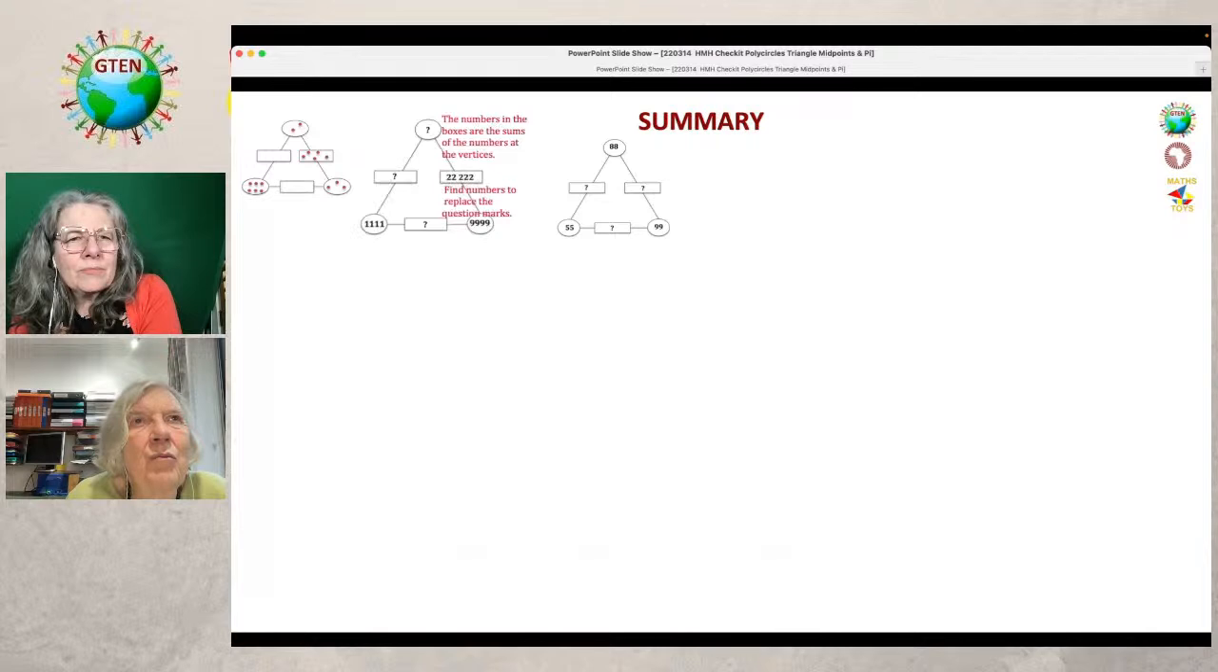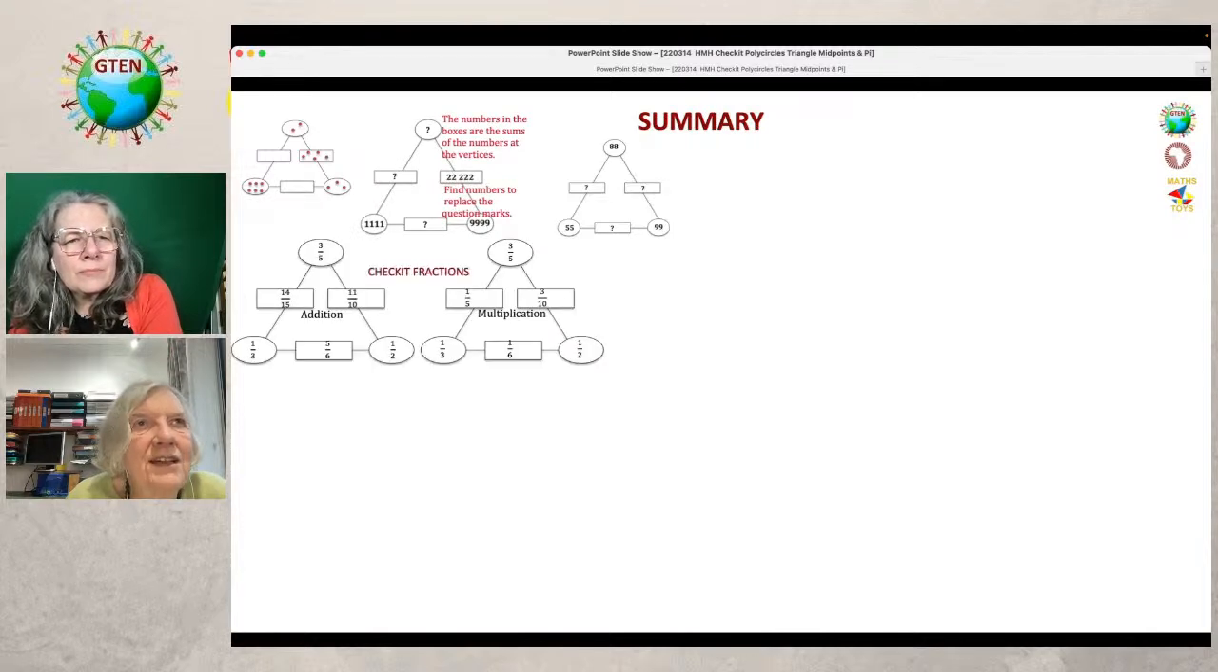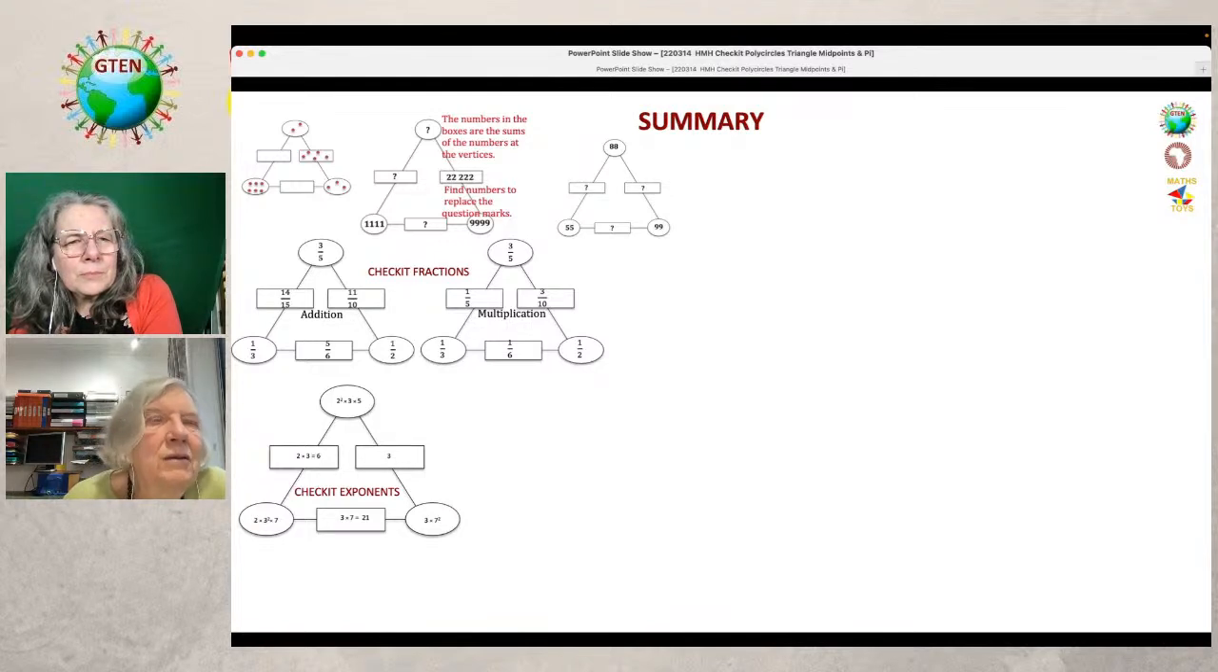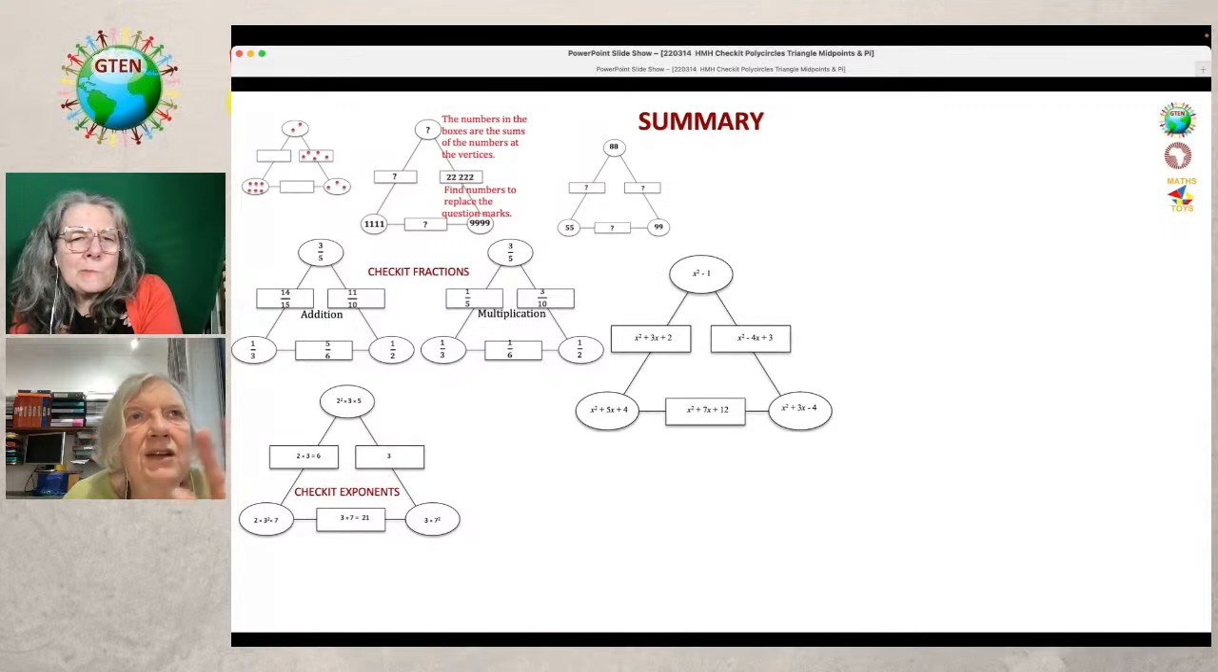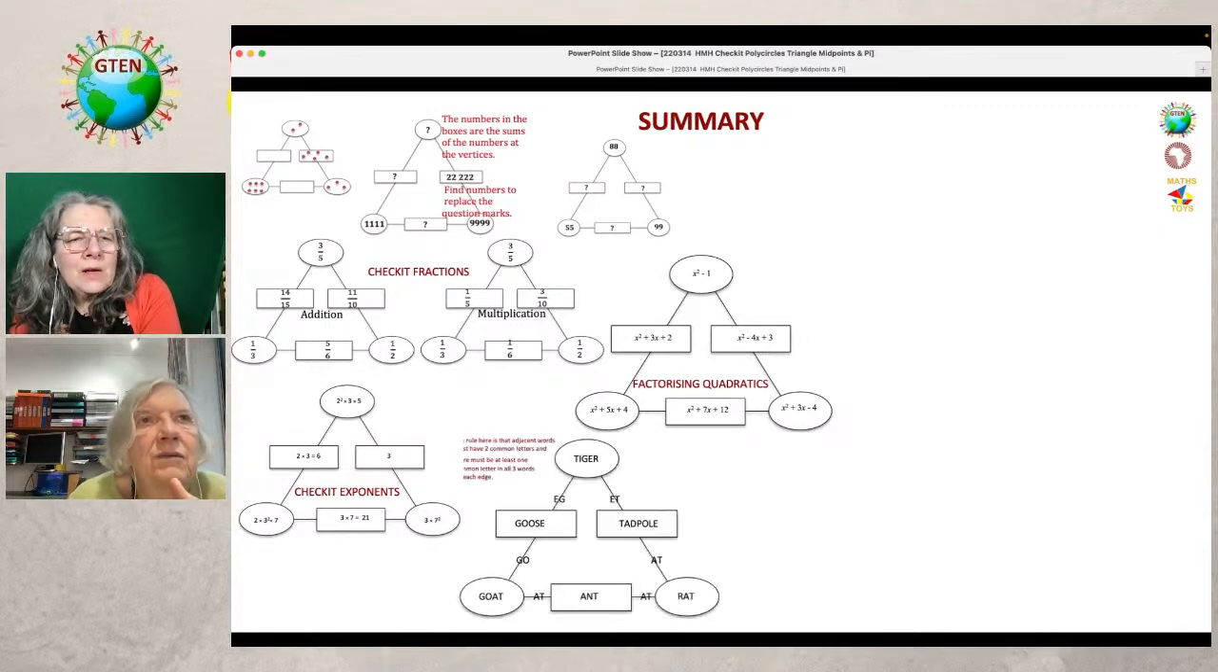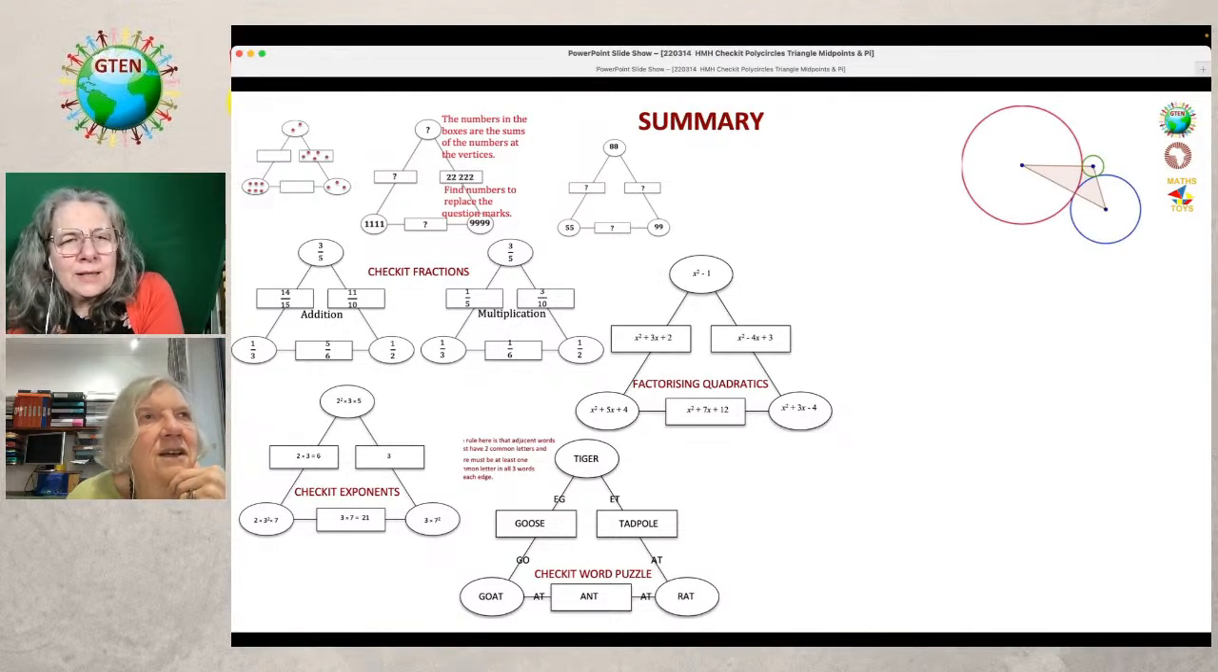Now, the summary of what we've been doing. We had lots of Checkits, lots of them for different things. We had 6 boxes to fill in, and it could be fractions, we could do it with algebra, we even did it with words. And I think, Toni, it would also be great if you've got ideas of what you could do with Checkit. Could you put those in the comments? See what other ideas you might have. It would be lovely to share some more ideas. Yes, that would be lovely.